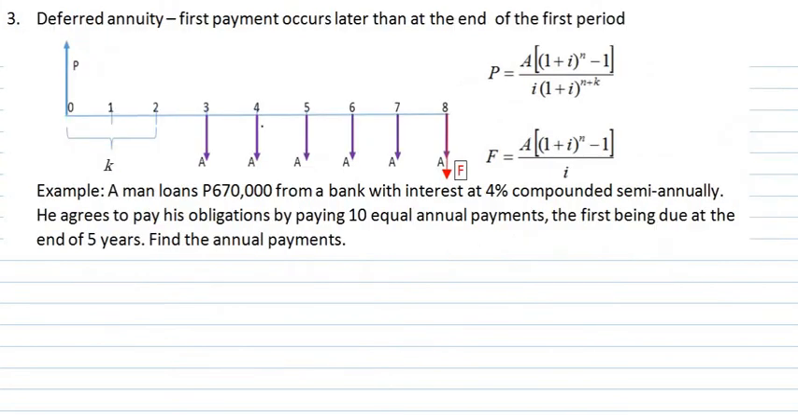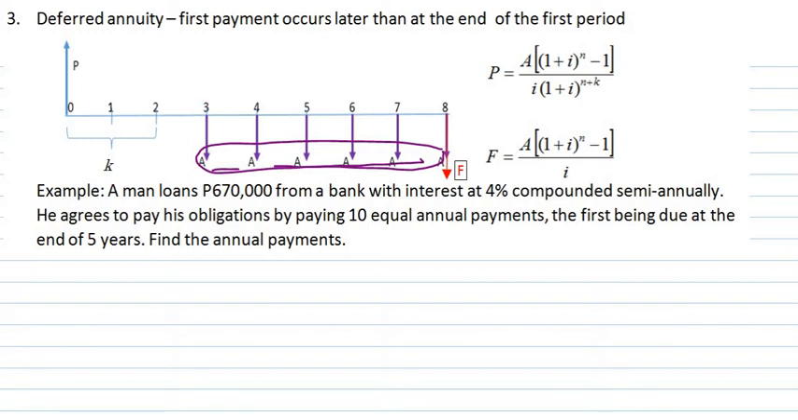Now we have the last type of annuity. We have what we call the deferred annuity. First payment occurs later than at the end of the first period. So if you have noticed here, our series of equal payment occurs on year 3 or after year 3.